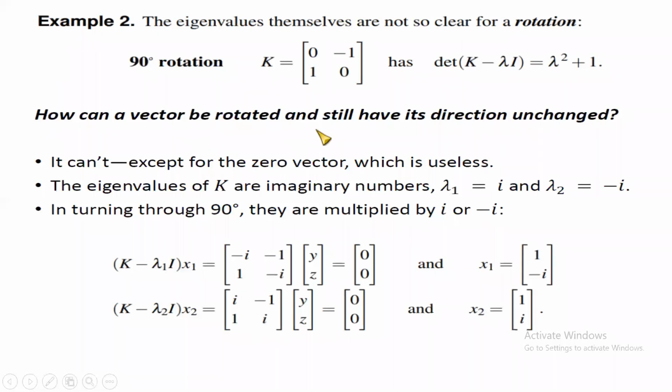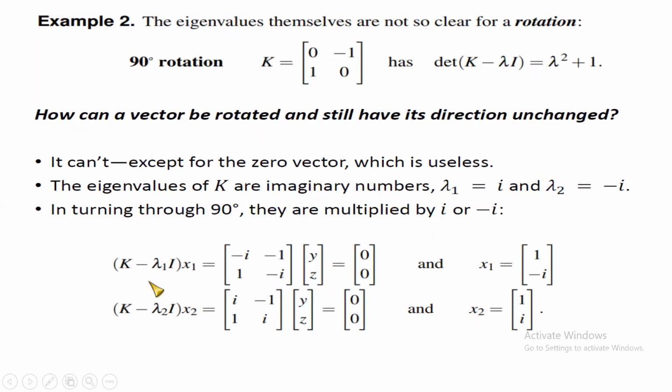How can a vector be rotated and still have its direction unchanged is a question which we try to ask. However, I can be considered as changing the direction by 90 degrees, I or minus I, clockwise or anti-clockwise. So we can't have a vector rotated and still have the direction unchanged, except for the zero vector, which is useless. The eigenvalues of K are imaginary numbers. Lambda 1 is equal to I and lambda 2 equal to minus I. In turning through 90 degrees, they are multiplied by I or minus I.